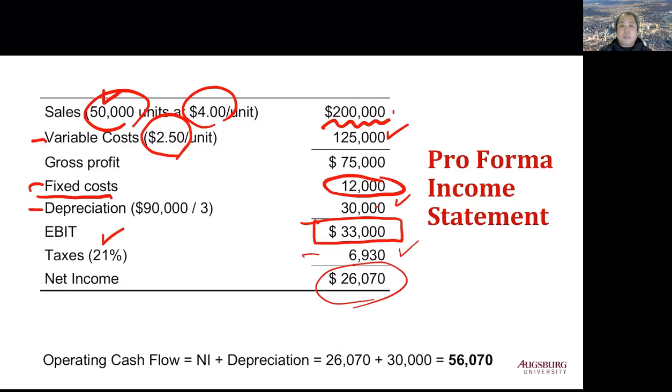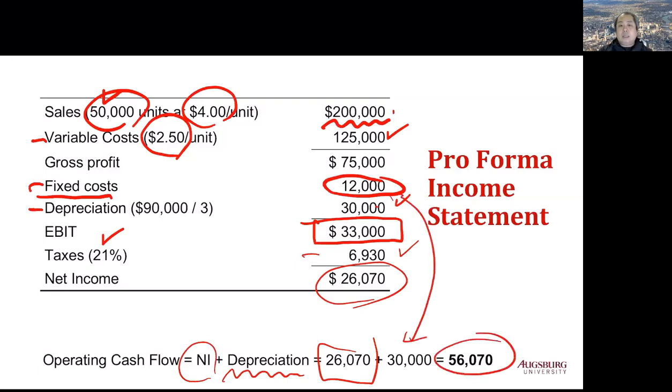Then operating cash flow equals net income plus depreciation. So $26,070 plus $30,000 depreciation. Annually, operating cash flow is $56,070.